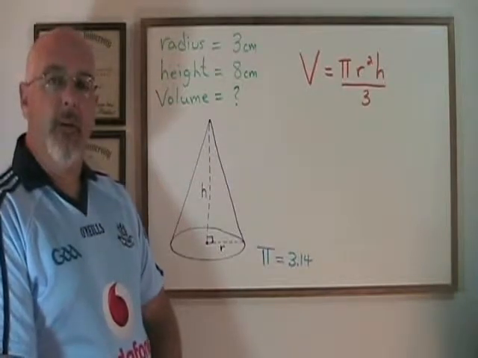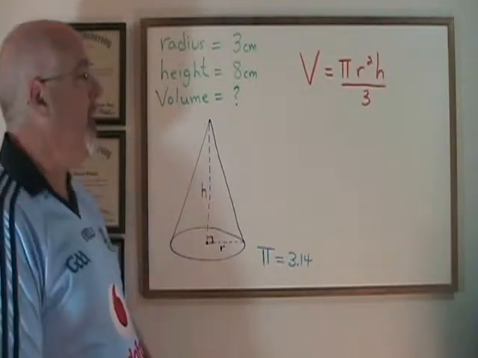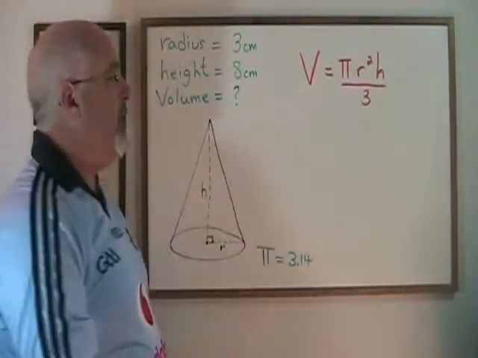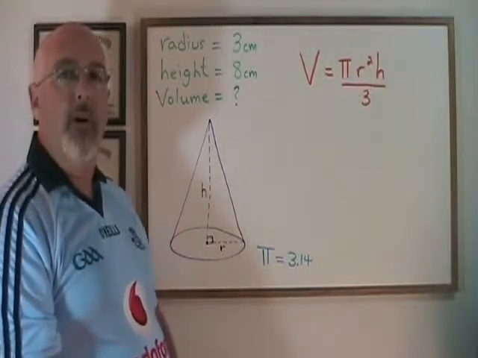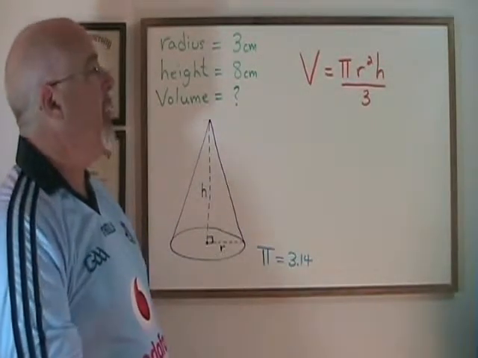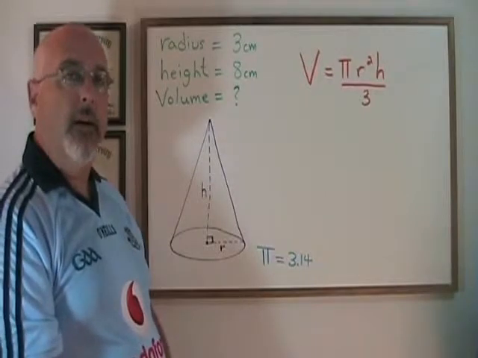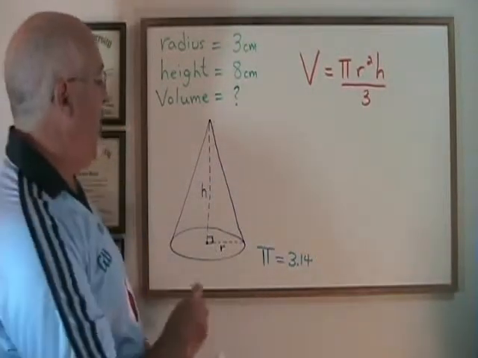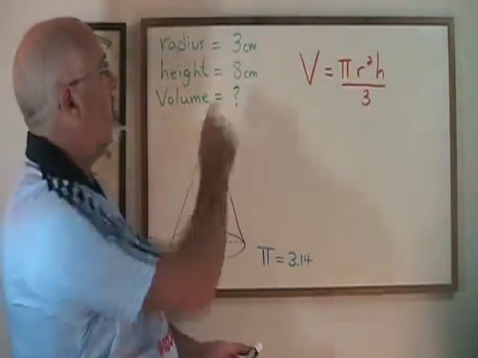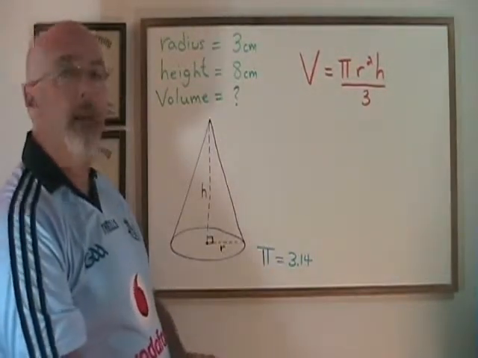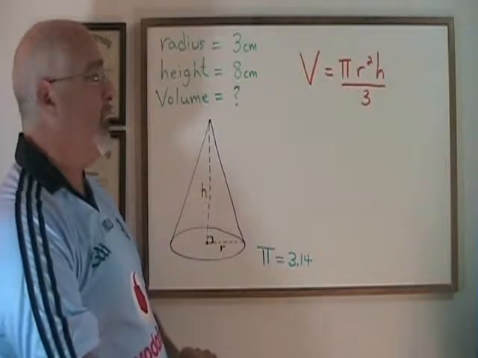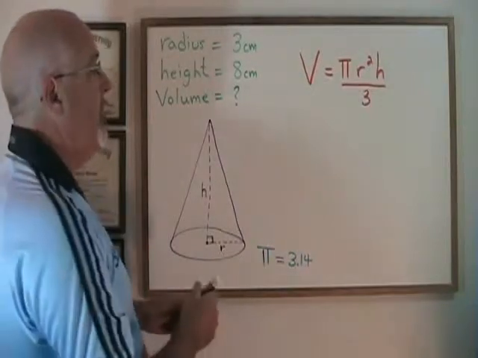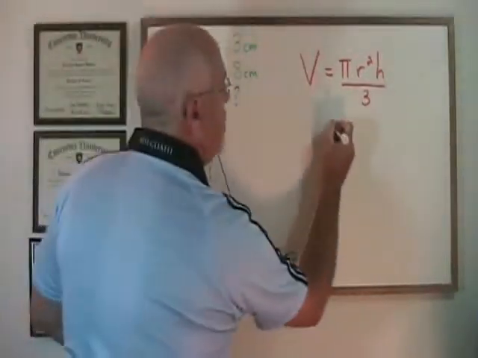The formula for the volume of a cone looks like this. V for volume is equal to pi r squared h over 3, where the r is the radius of the cone and the h is the height of the cone. In this first example, we have a radius of 3 centimeters, a height of 8 centimeters, and we're looking for the volume. I'm just going to plug into the equation.